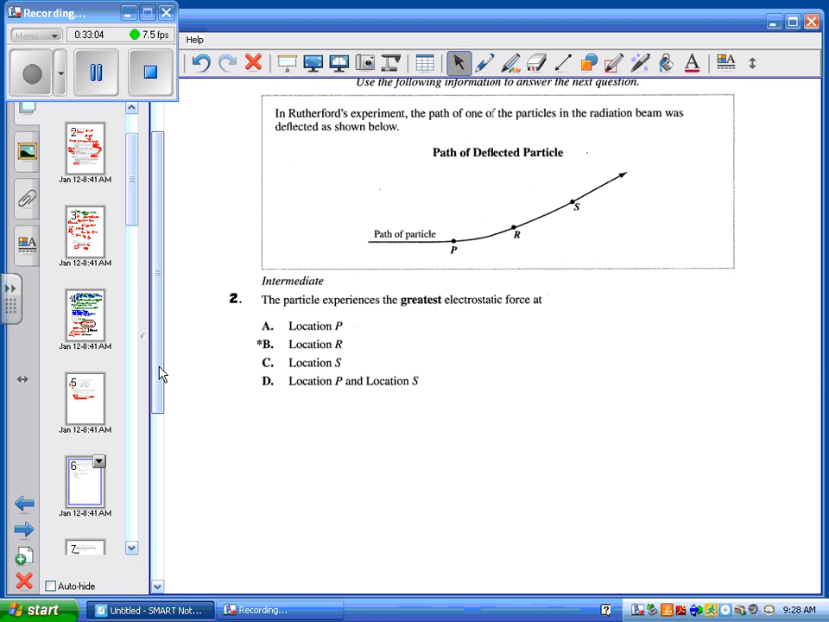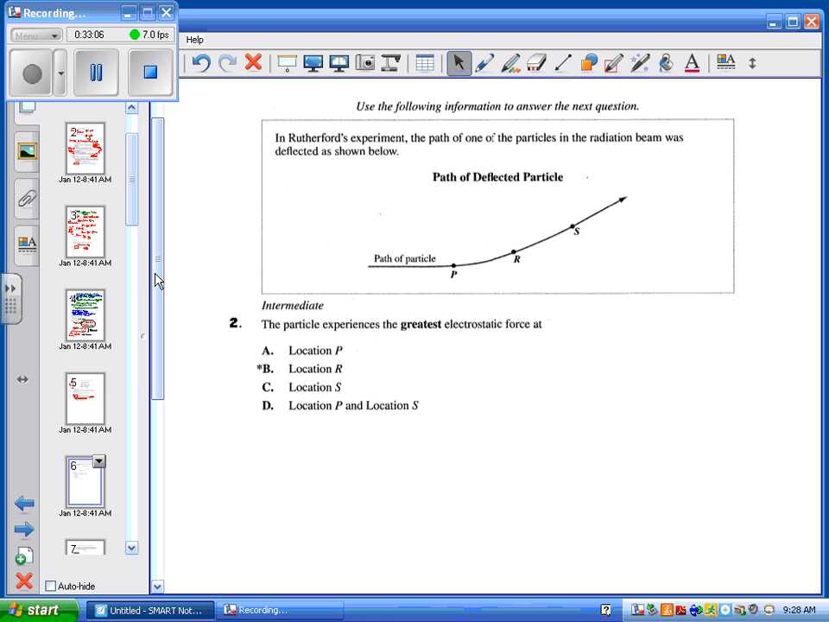The next one, I actually find to be a bit of a tough question. It's intermediate, but I find it a bit tough. So in Rutherford's experiment, the path of one of the particles, and notice it doesn't tell you alpha particle, right, and the radiation beam was deflected as shown below. So there's our path, and we want to know at which of those points the particle experiences the greatest electrostatic force. So it's encountering a nucleus somewhere here, which is full of protons. So which point on there?